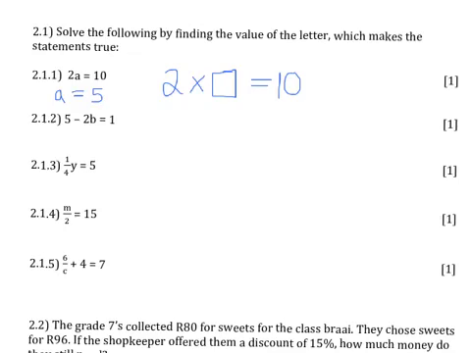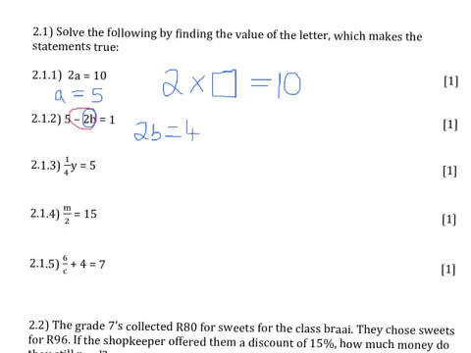Okay, the next one, we've got 5 minus 2b equals 1. This seems a little bit complicated, but if we just isolate the 2b, 5 minus what is 1? 5 minus 4 is 1, so that must mean that the 2b must be 4, because I have to get it to be 4. So I can think of this, if I'm simplifying it, as 2b equals 4, and then again, it's relatively straightforward.